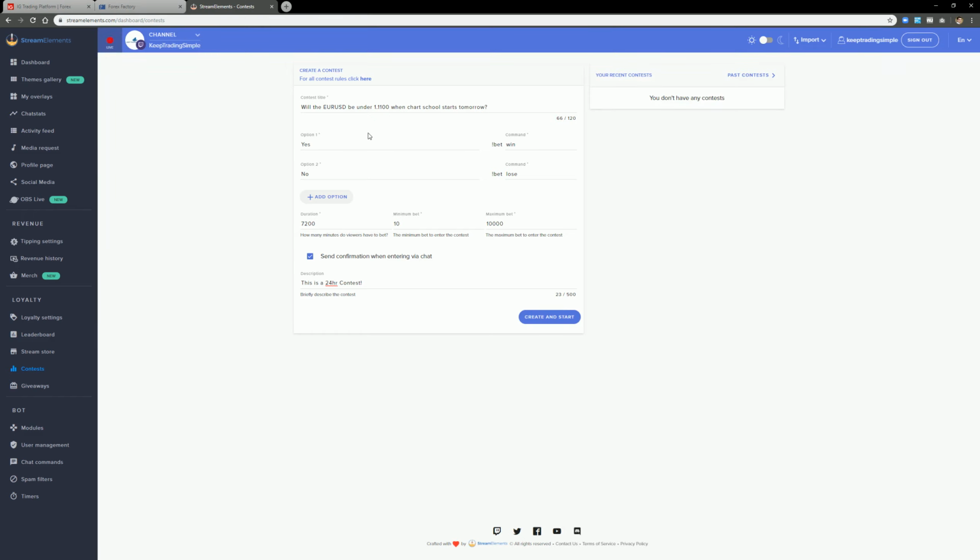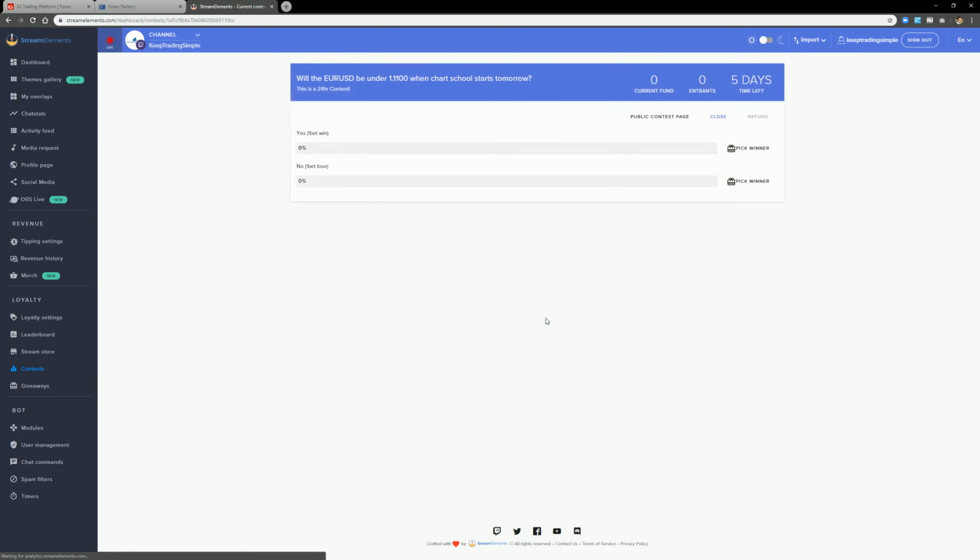So basically, option is yes. Option is 2. Minimum bet, let's do 5. Maximum bet, we'll do 100. All right, so I don't know what's going to happen. Everything may go boom when I hit this button, but we'll see what it's going to do. Let's figure out what it's going to do first. Ready? Create and start. Bam. There we go.